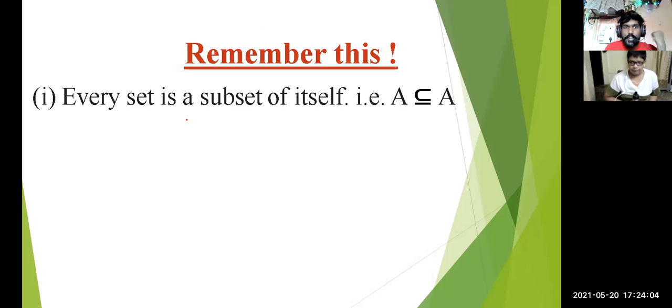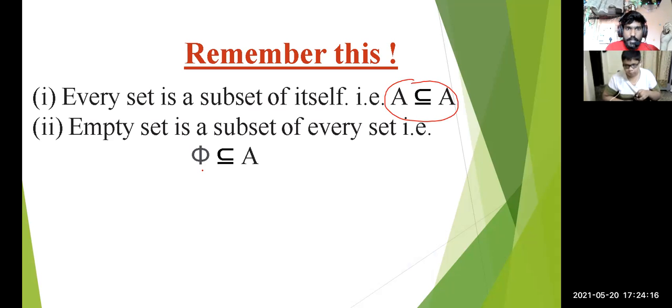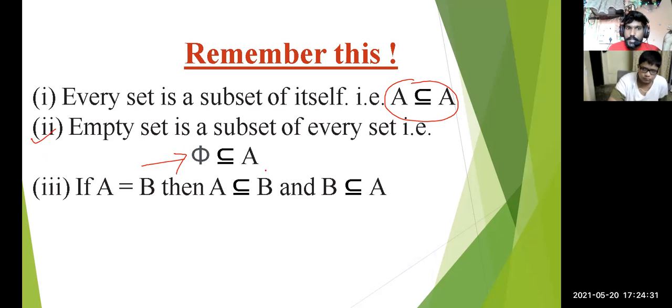So remember this, every set is a subset of itself. So A is a subset of A. The second point is also a very important point. The empty set is a subset of every set, any set. And the third one is also a very, very important point.